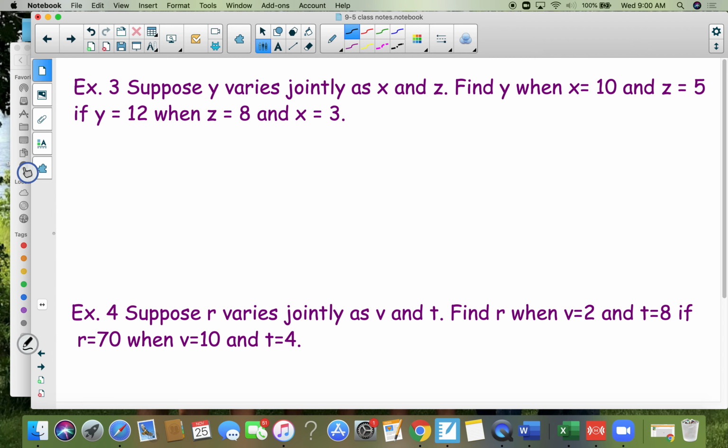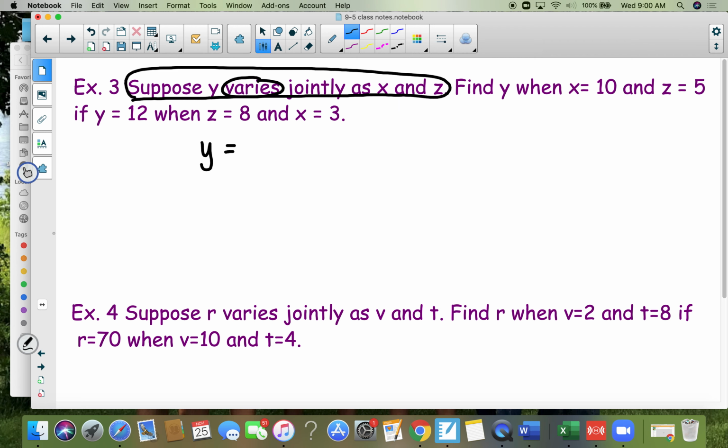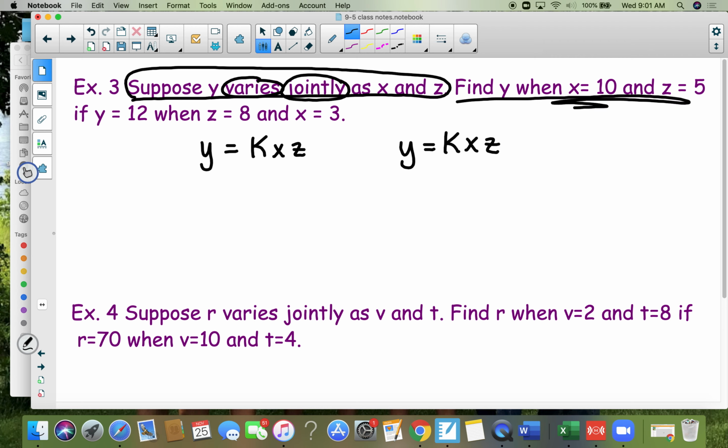One more template. Suppose y varies jointly as x and z. So there's my equation. Y varies, remember, means equals. Jointly means to multiply. Remember, there's always a k in every problem, and jointly means to multiply, so I need an x and a z next to it. And I'm going to write it out again, so we have two equations. This find part is the last thing you do, so let's do this first.